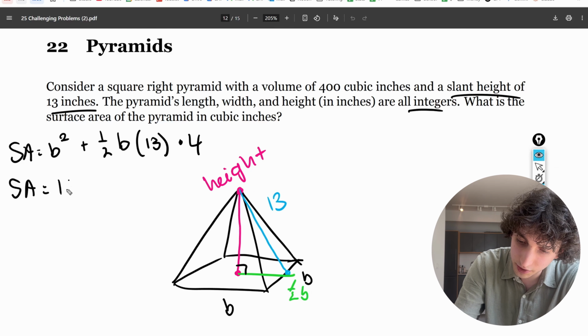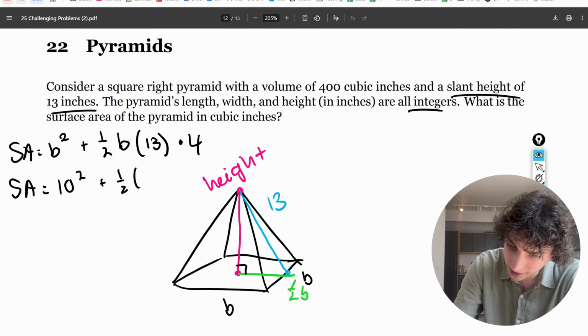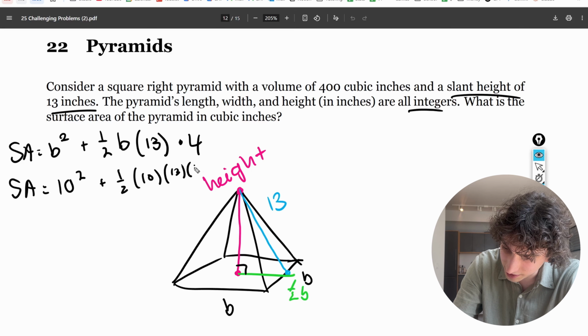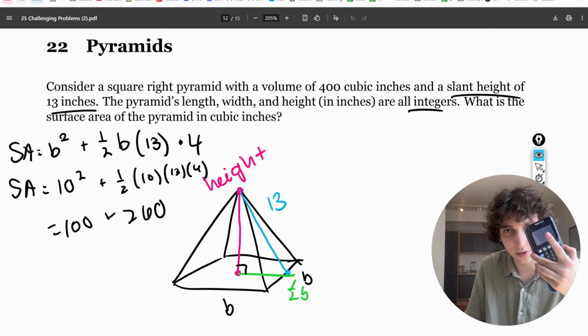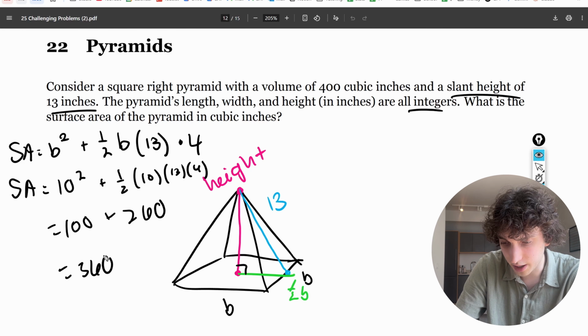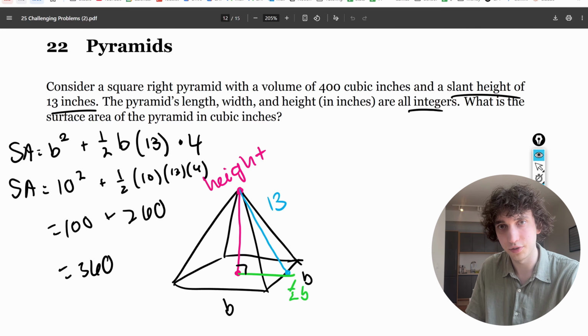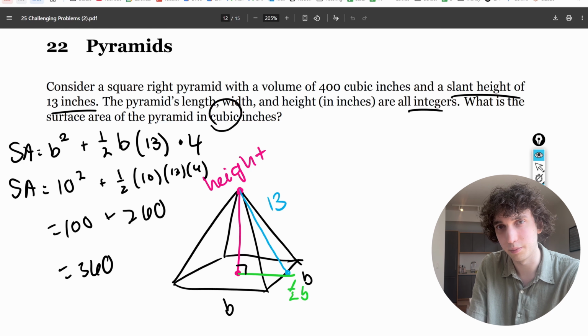We can plug in that the surface area is 10 squared plus 1/2 times 10 times 13 times 4, which gives you 100 plus 260. Please use your calculator. Don't try to do this in your head. And you'll get a surface area of 360 inches squared. I know it says cubic. That's a typo. It should be square inches because it's surface area, but whatever.